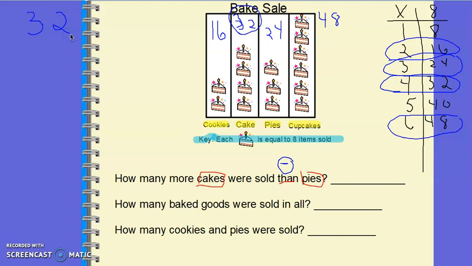So I have 32 cakes and I'm going to compare it with pies. And so for pies I had 24. So 32 minus 24. So let's start in the ones place. 2 take away 4. Well, I don't have enough. I only have 2. I can't take 4 away from 2.